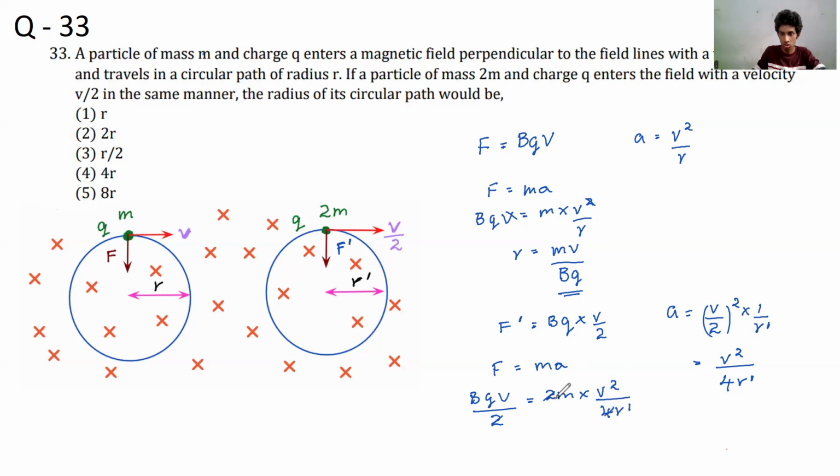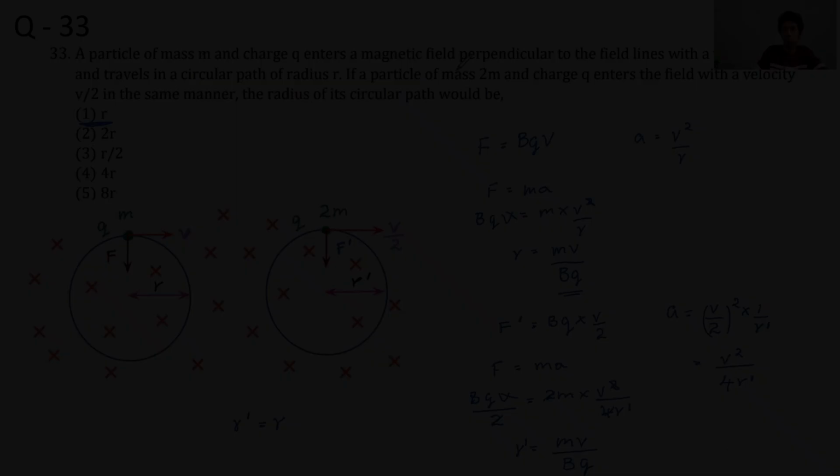So this 4 cancels, and 1 v cancels. Therefore, r dash is equal to mv over bq. So you can see both r and r dash are equal. Therefore, r dash is equal to r. Therefore, the radius of the circular path in the second situation is r. Therefore, the correct answer is the first one.